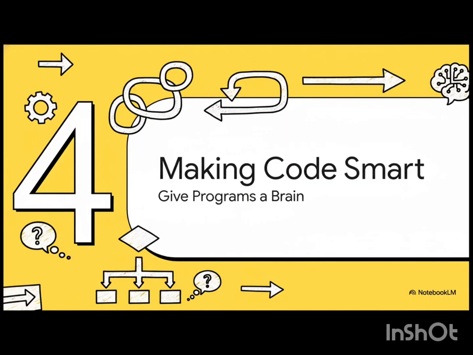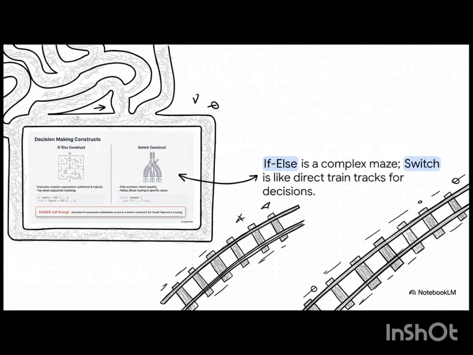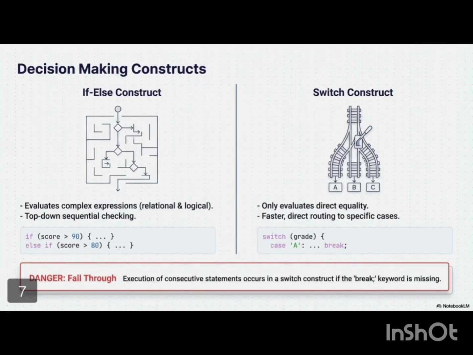Now for loops. The main thing to know is when the loop checks its condition. You have entry-controlled loops, which check the condition before they even run once. If the condition is false from the start, the loop might never run at all. But then you have exit-controlled loops. These guys are guaranteed to run at least one time, because they run the code first and then check the condition at the end.